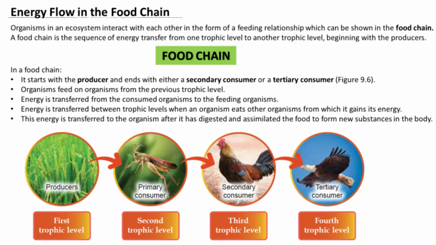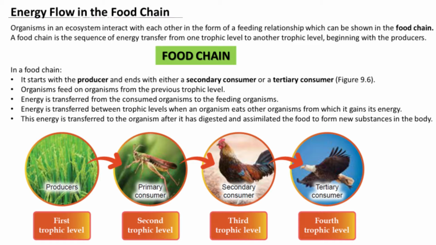Organisms in an ecosystem interact with each other in the form of a feeding relationship, which can be shown in the food chain. A food chain is the sequence of energy transfer from one trophic level to another trophic level, beginning with the producers. In the food chain, it starts with the producer and ends with either a secondary consumer or a tertiary consumer.